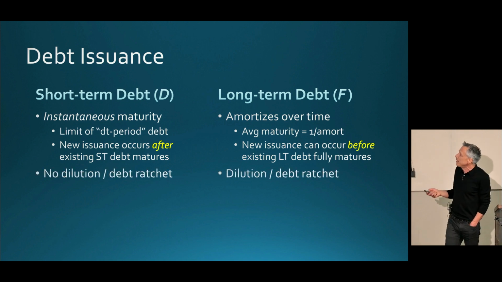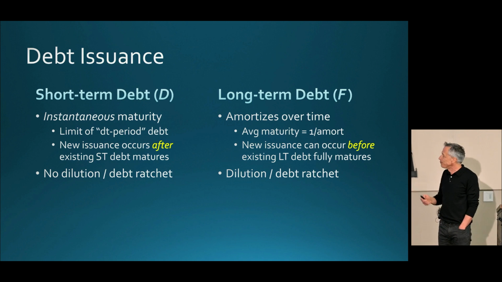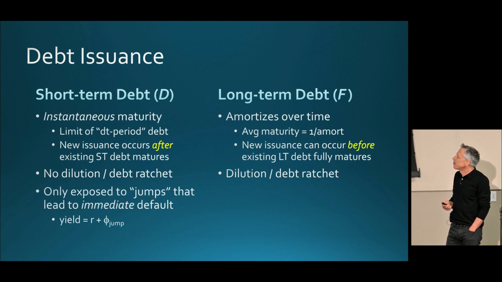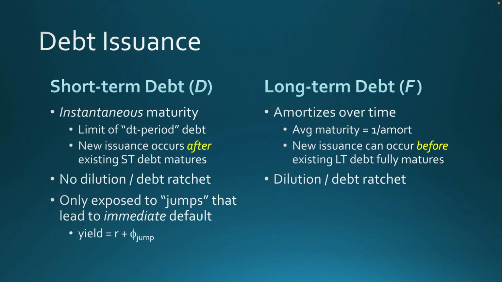And what that is going to mean is that there's going to be no dilution or debt ratchet effect associated with this instantaneous short-term debt. There will be with this longer-term debt. And when we look at the short-term debt, it's going to be only exposed to jumps that lead to immediate default. And so it's always going to be priced at 1, and the yield will reflect the instantaneous likelihood, the hazard rate of a jump happening that could lead to default.